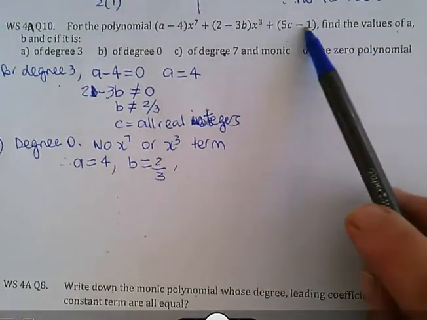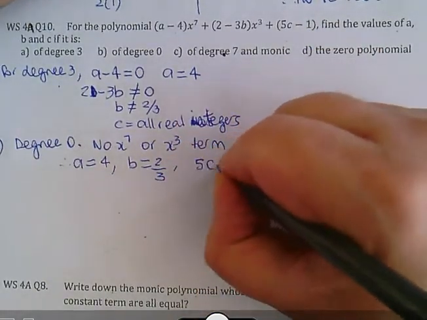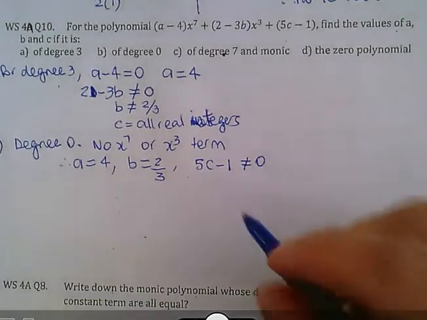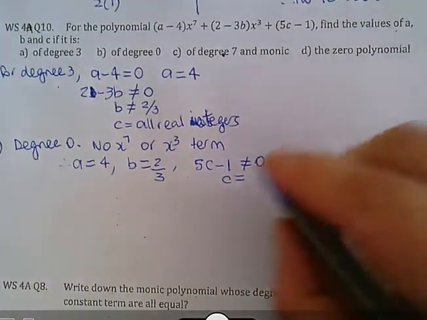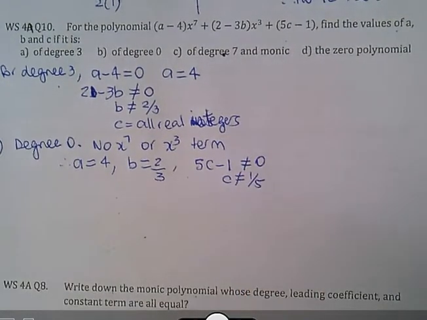So C can be any value except for one value. What I want is that 5C minus 1 can't equal 0. Otherwise, I'll have the 0 polynomial where everything's 0. So what does C have to equal? C can't equal 1/5. In other words, C can be anything except for 1/5. Any other value apart from 1/5 gives me a degree 0 polynomial. It'll be just a constant term.